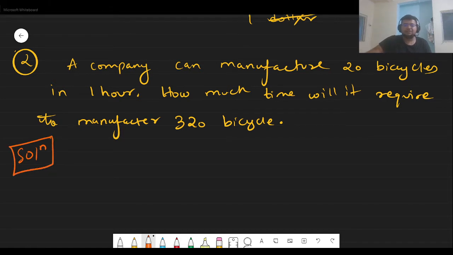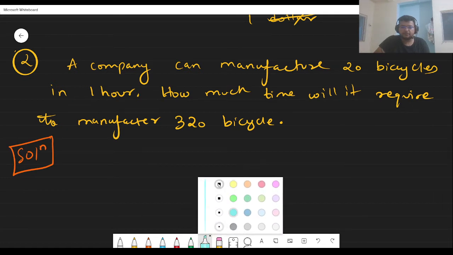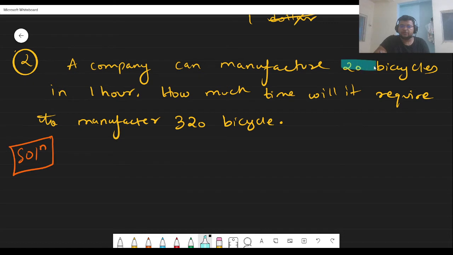You can pause the video and try to solve. First let's understand the question. A company manufactures bicycles at a given rate. See, this is the rate given: 20 bicycles in 1 hour. So here we can write in the solution that 1 hour will correspond to 20 bicycles.